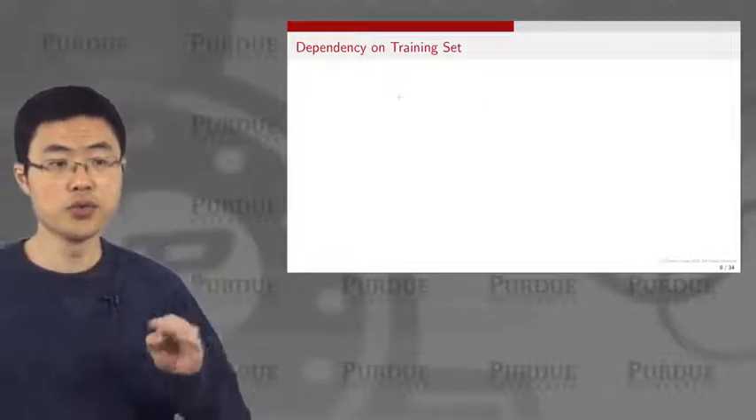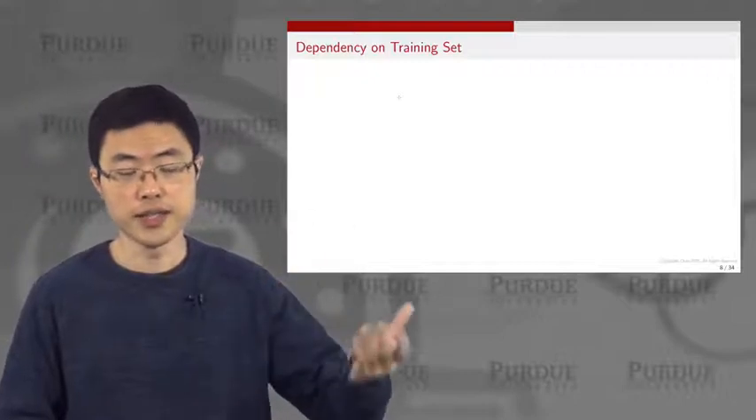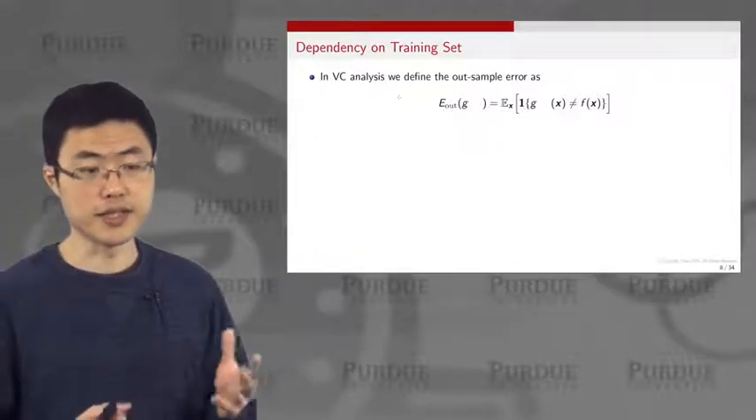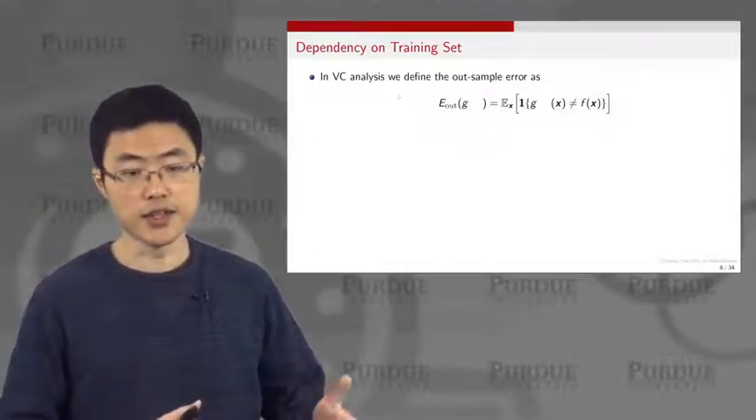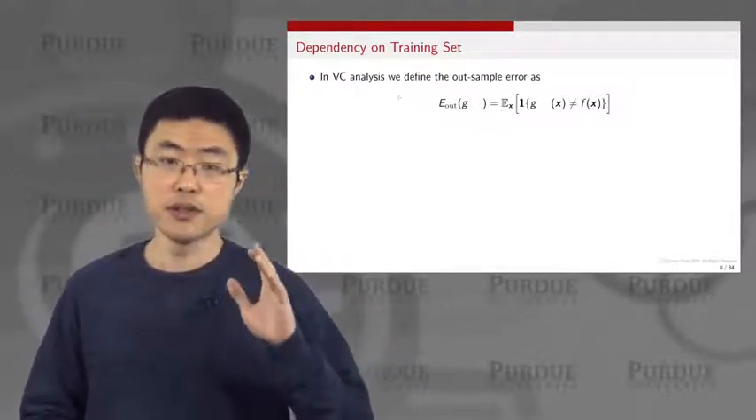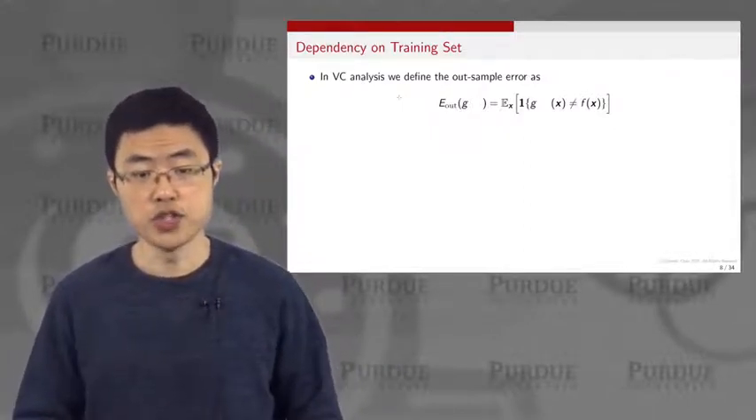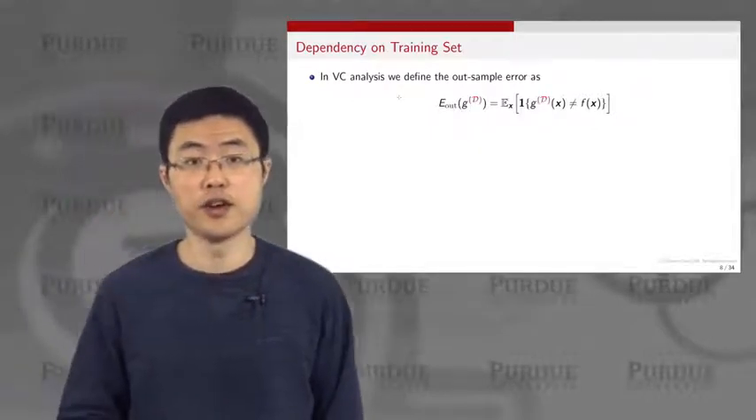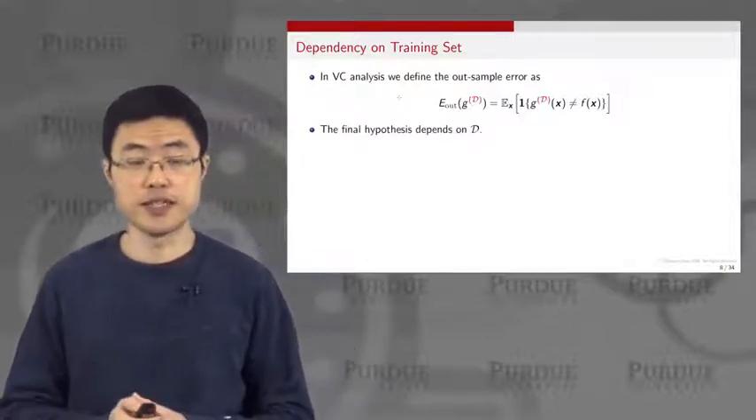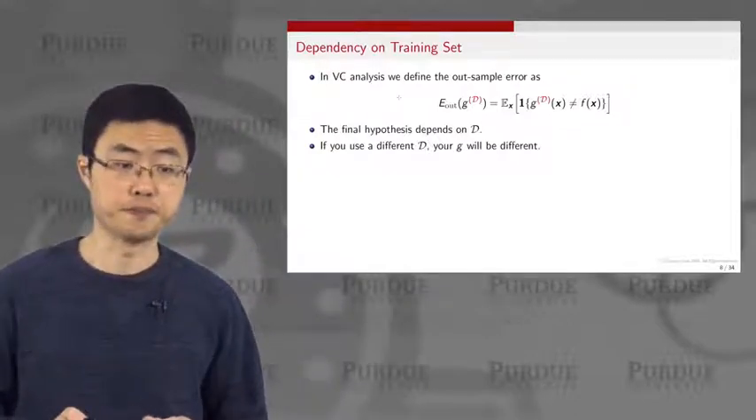And so now let's go to another notion of training sets. So we have the square loss, and then we understand its expectation. Let's also try to understand the implication of your training sets. In the VC analysis, when you calculate the final hypothesis, remember that the final hypothesis is actually chosen according to your training set. And so g, in principle, should be a function of the training set D. The final hypothesis depends on D, and so if you use a different D, your g will also become different.